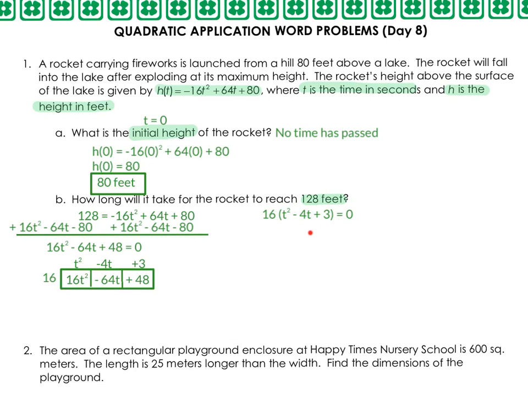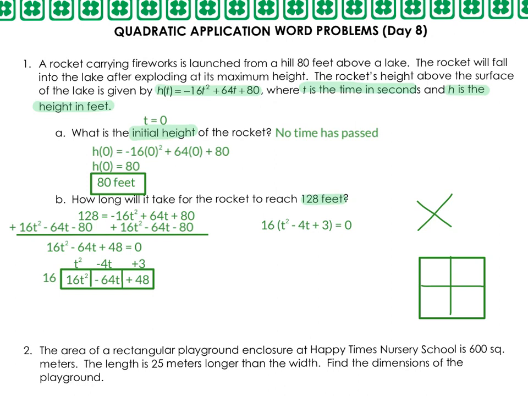Now to factor this, since it's a trinomial, I'm going to set up the x and a box. Then I need to identify what a, b, and c are in order to fill in the x diagram. A is 1, B is negative 4, and C is 3. So then A times C goes in the top and B goes in the bottom of my x. So I need to find two numbers that have a product of 3, or multiply to be 3, and have a sum of negative 4, or add up to negative 4.